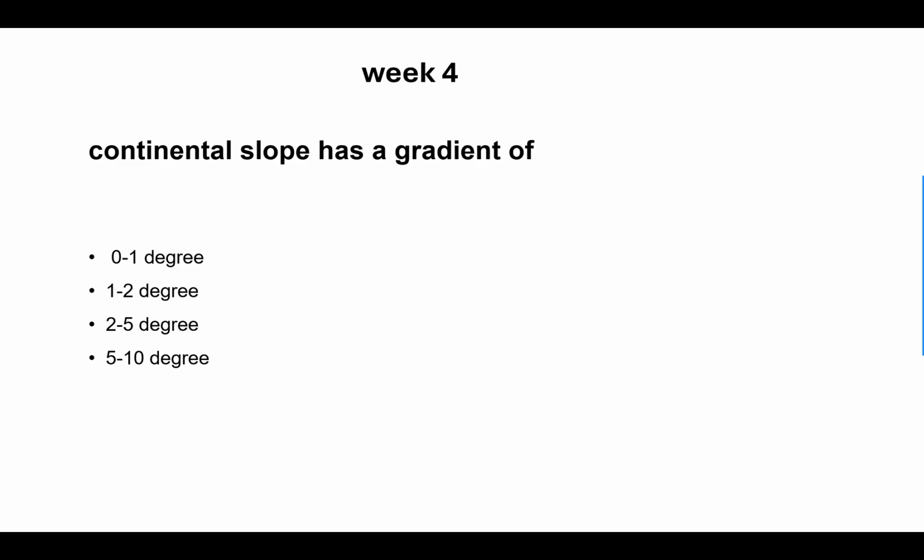So, continental slope has a gradient of what degrees? If you remember, the continental slope is the main continent that extends up into the ocean. So the slope of the continent, once it starts dropping down, varies somewhere between 2 to 5 degrees.